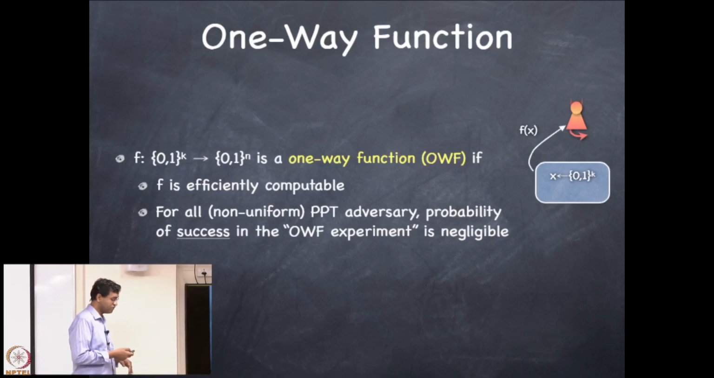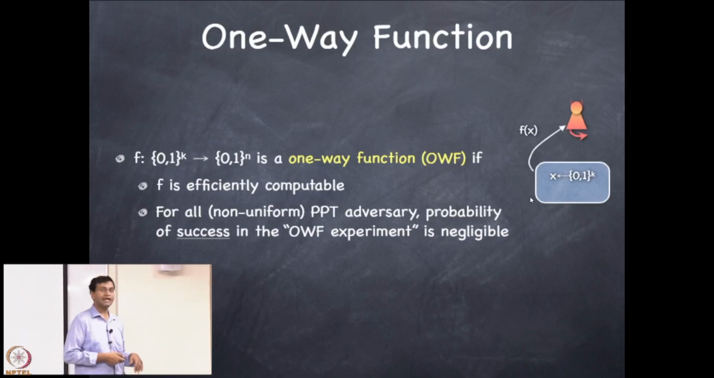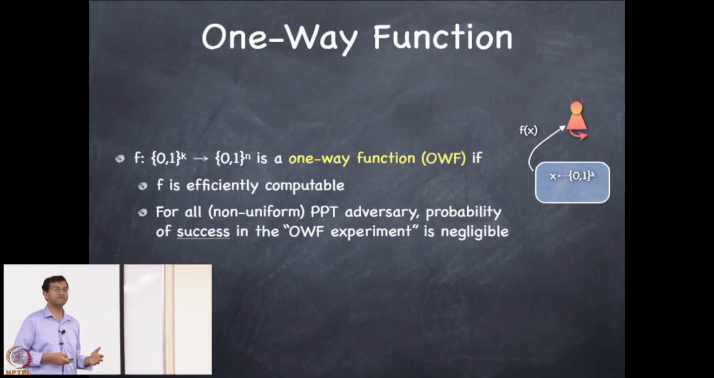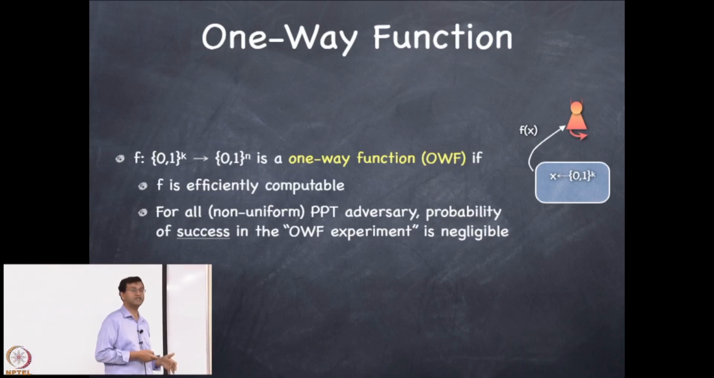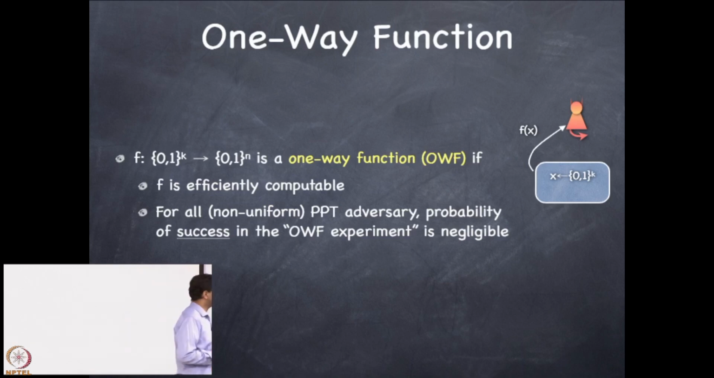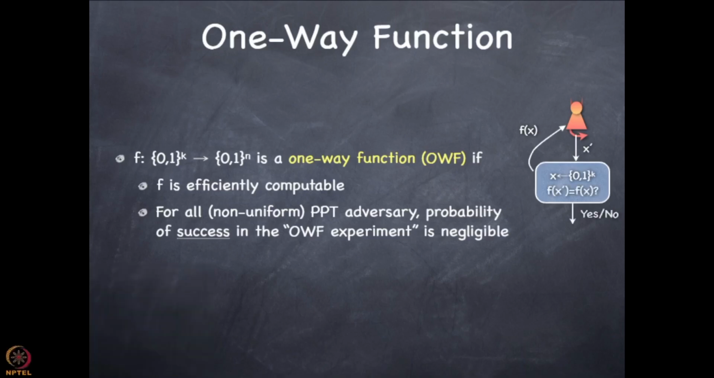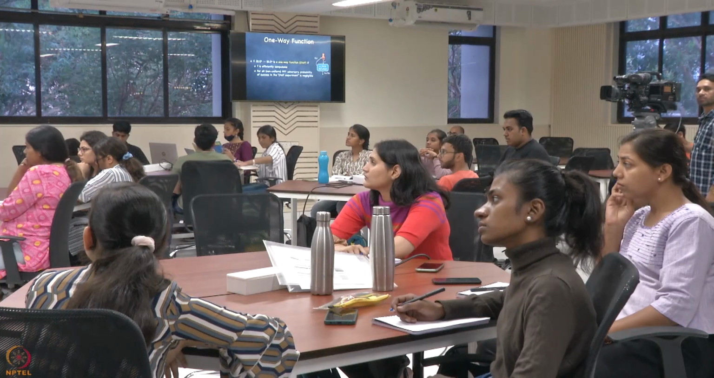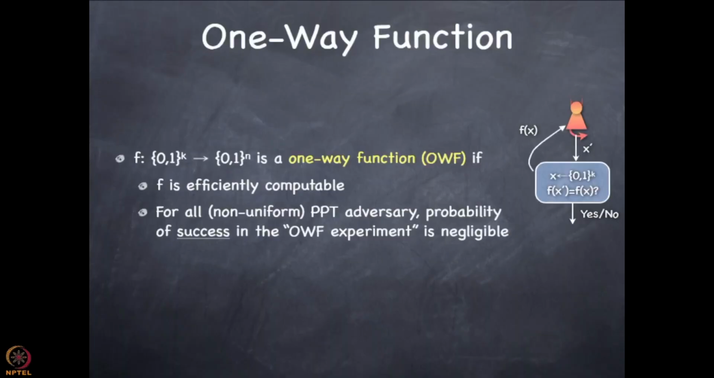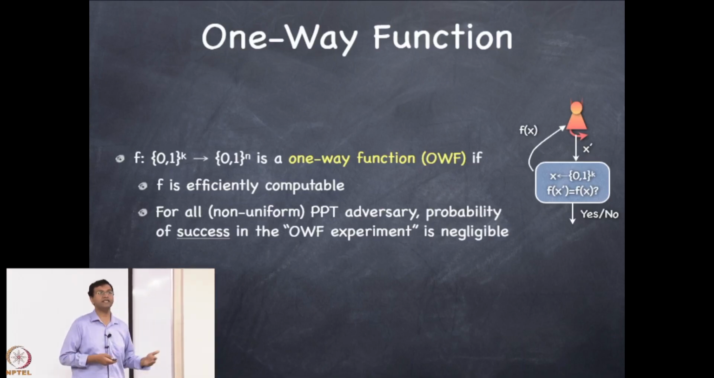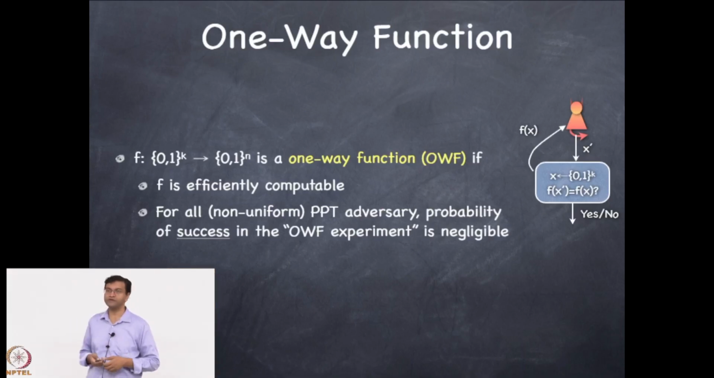So here is the experiment. We pick a uniformly random x, compute f of x, and give f of x to the adversary. The adversary's goal is to find this x, but it's okay if it doesn't find this x but finds some x prime which computes to the same value under f as x. So f of x prime equals f of x. If it does that, then it wins the game. And to be a one-way function, the probability of any feasible adversary being able to do that should be very small, should be negligible.